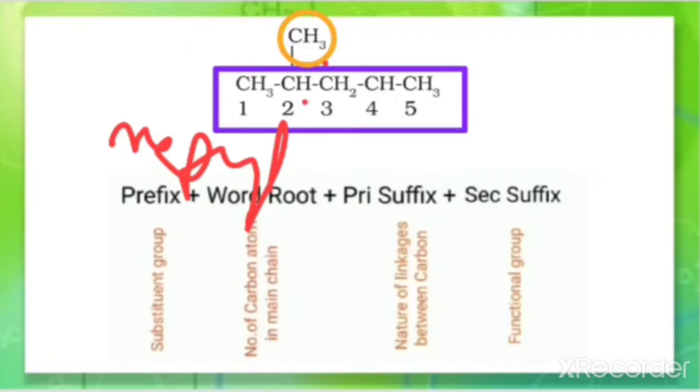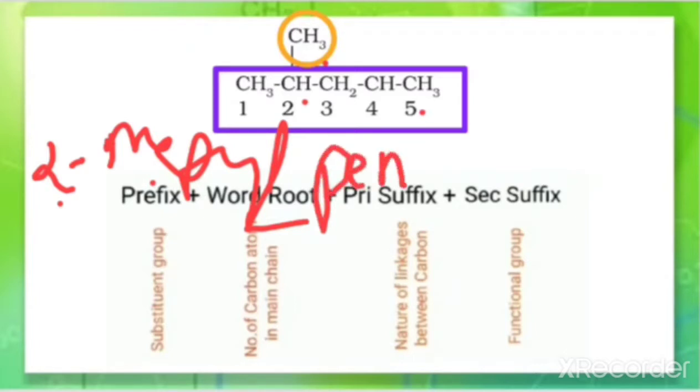So what is the position of the substituent? It is on the second carbon. So you have to write 2, then a dash; after the number you have to write a dash. So what it shows is that on the second position there is a methyl group. Next, what is the word root? What is the word root here? Because a total of 5 carbons are there, the word root is pent. The word root is pent because 5 carbon atoms are there in the main chain, not the total number of carbons. In the main chain 5 carbons are there, therefore the word root is pent.